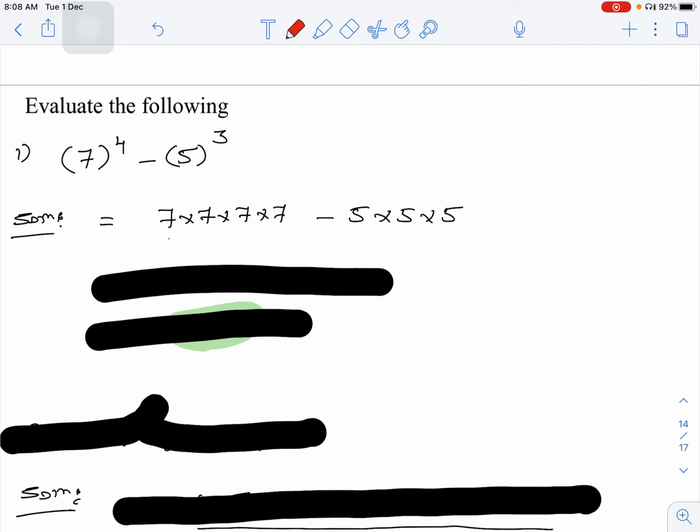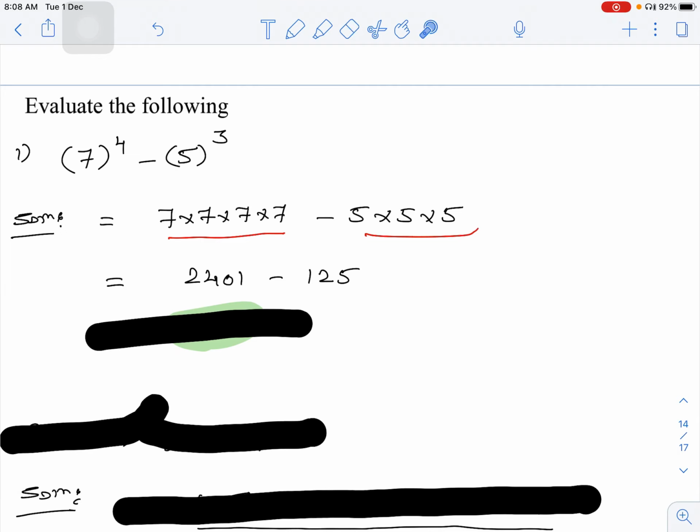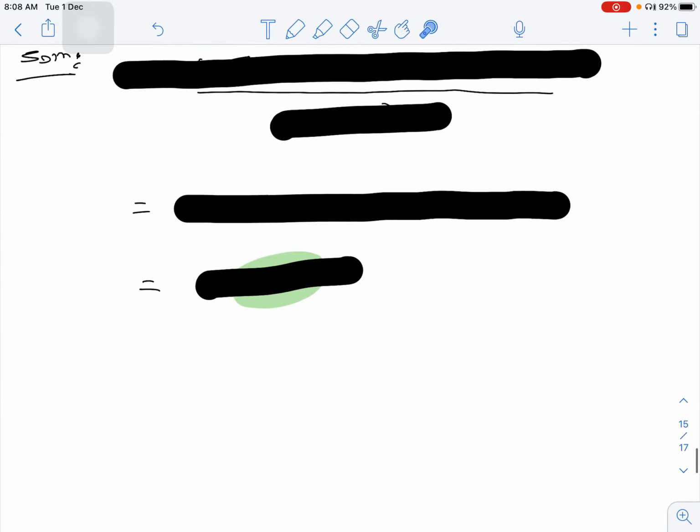Okay, now when we multiply all these numbers, we get in the next step 7 when multiplied 4 times, we get 2401, minus sign as it is. 5 when multiplied 3 times, we get 125. Okay, then now next step, our regular subtraction. So 2401 minus 125, so our answer will be 2276. Okay, now next example.